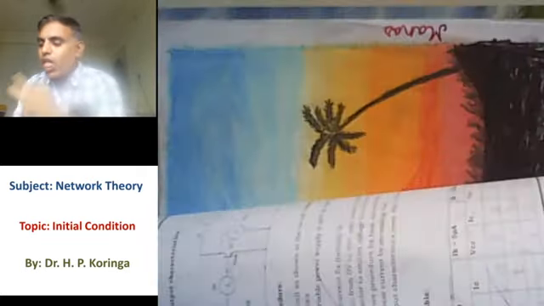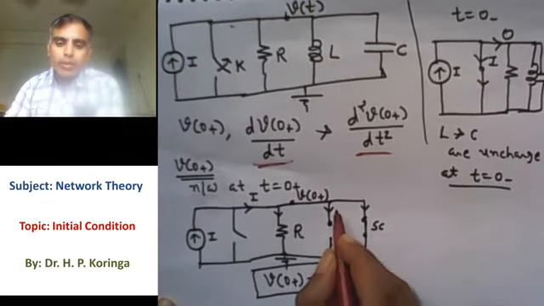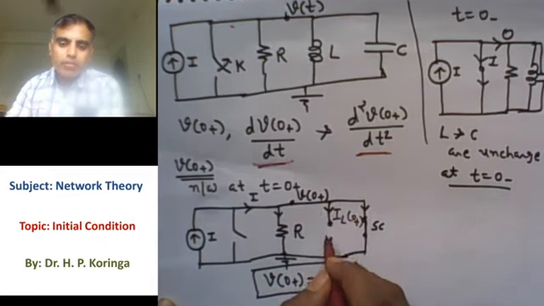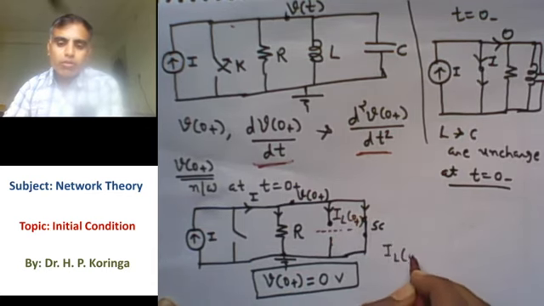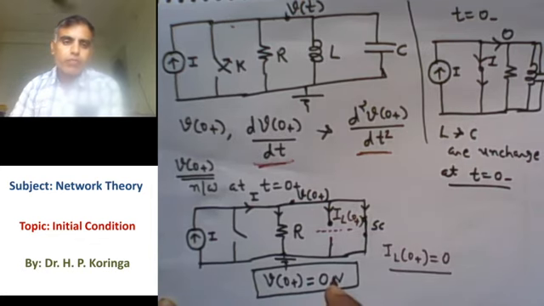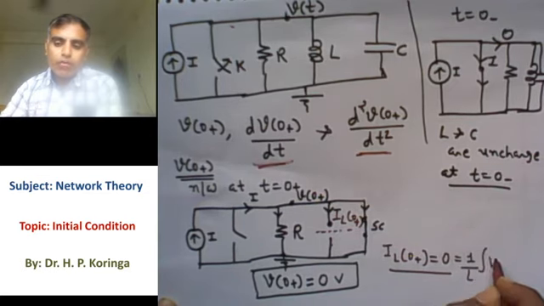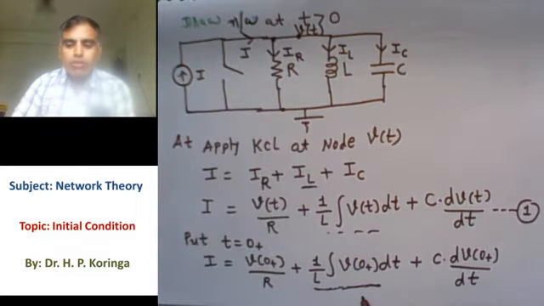So let me see what the current passing through the inductor is at t equal to 0 plus time. What is the current in this branch? This is an open circuit, so the current in this branch is equal to 0. So the current passing through the inductor at t equal to 0 plus is 0. So 1 upon L integration of V0 plus dt, this term value is equal to 0. So let's substitute: the middle term is equal to 0.